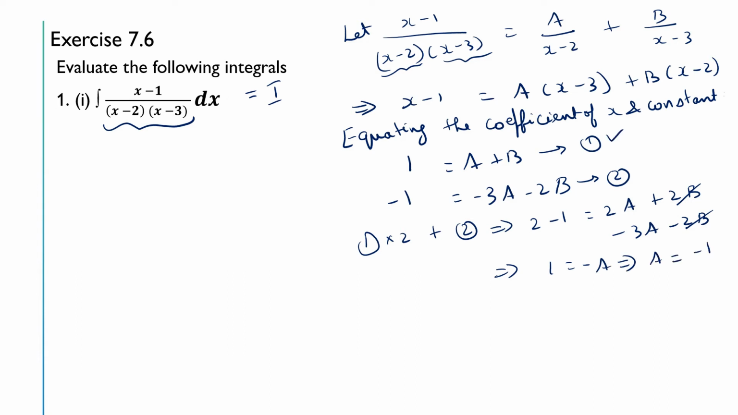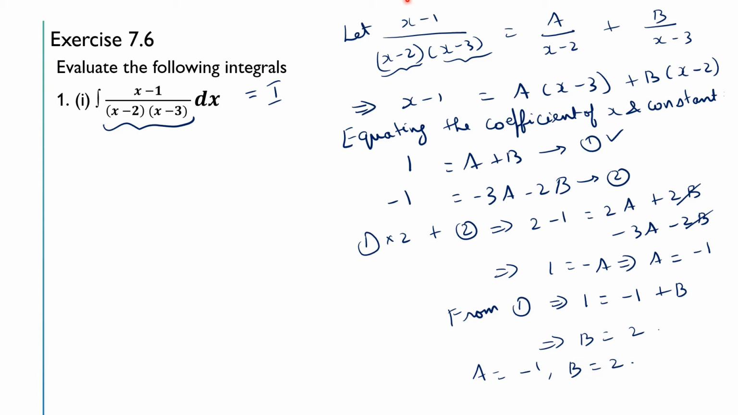Now from the first equation we can find b. So from 1 we get 1 is equal to a, we got minus 1, plus b. So b is equal to 1 plus 1, which is 2. So we got a is equal to minus 1 and b is equal to 2. So what happens? We have taken the given integrand (x minus 1) upon (x minus 2) into (x minus 3) as a by (x minus 2) plus b by (x minus 3), and now we got a as minus 1 and b as 2.